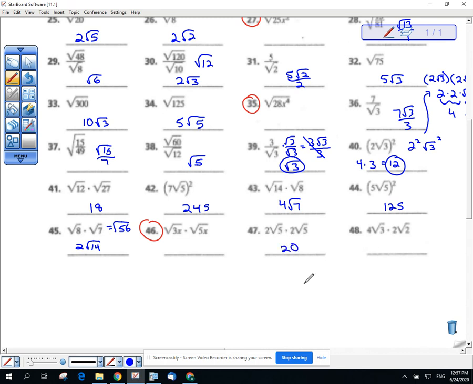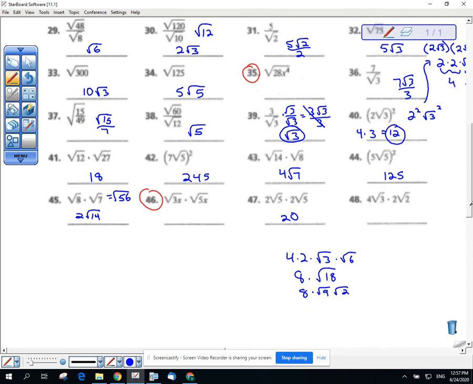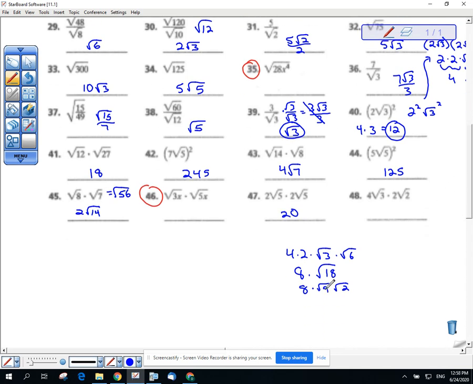48, let's go ahead and do that one down here. I would move things around. So you have 4 times 2 times root 3 times root 6. Just put them next to each other so they're easy to show multiplication. This would be 8. And root 3 times root 6 is root 18. And then you could take a 9 out of root 18. That's root 9, which would leave you with root 2. And you know that root 9 is 3. 3 times 8 is 24.